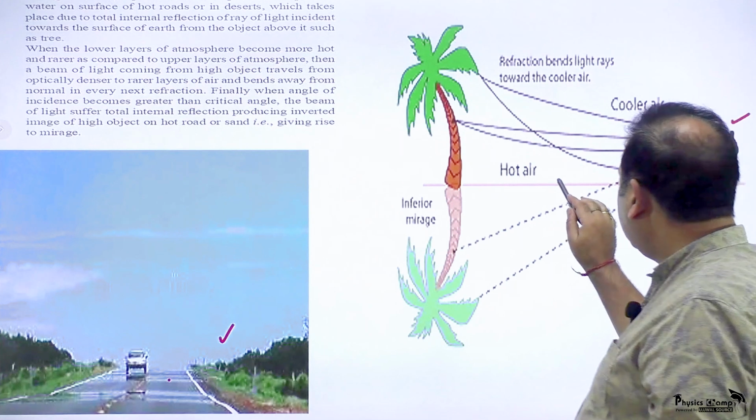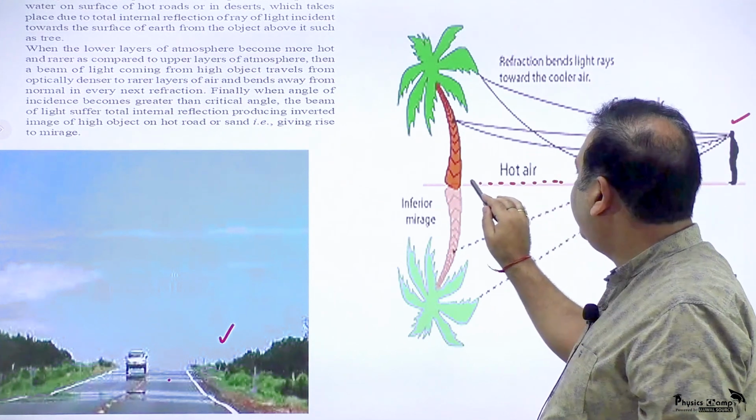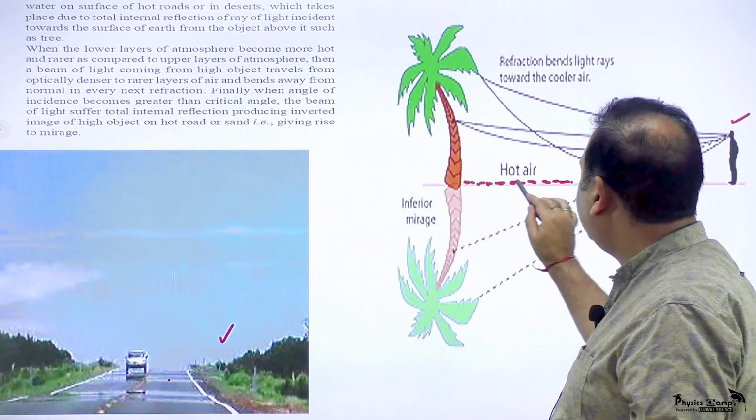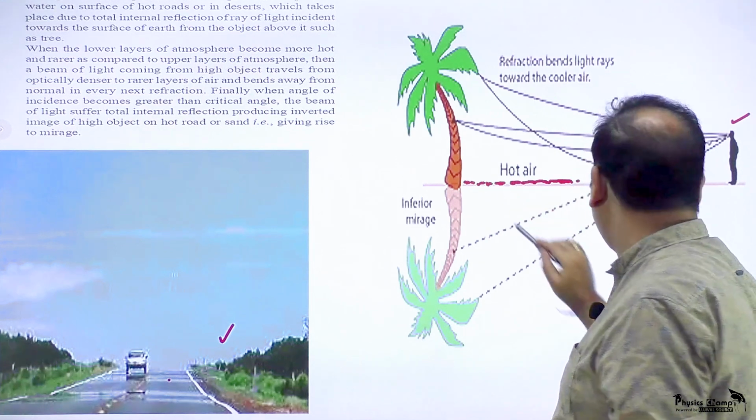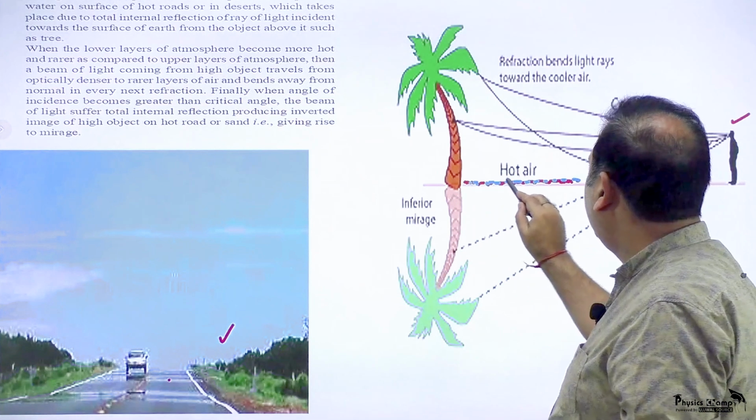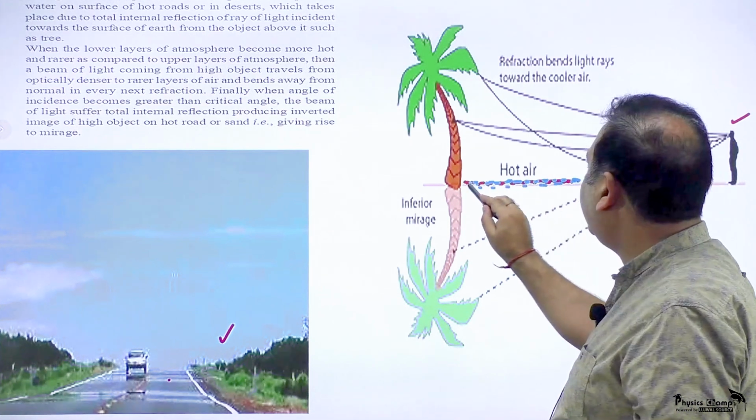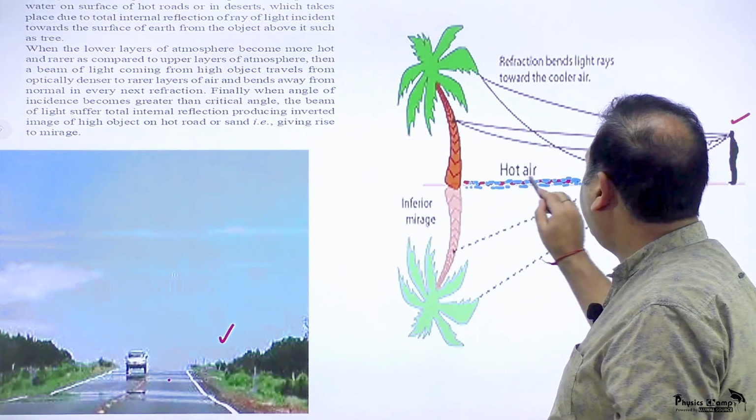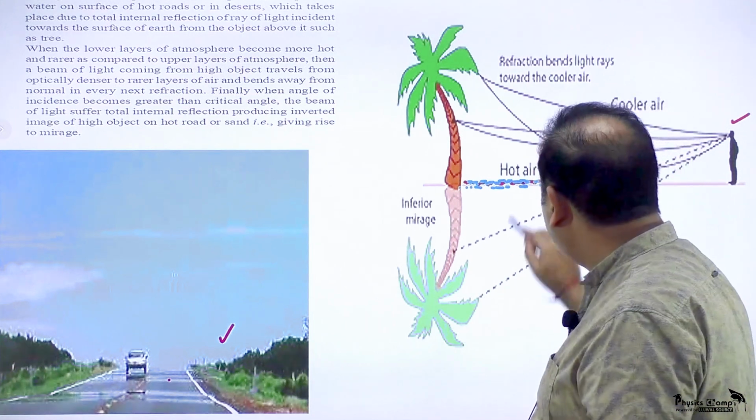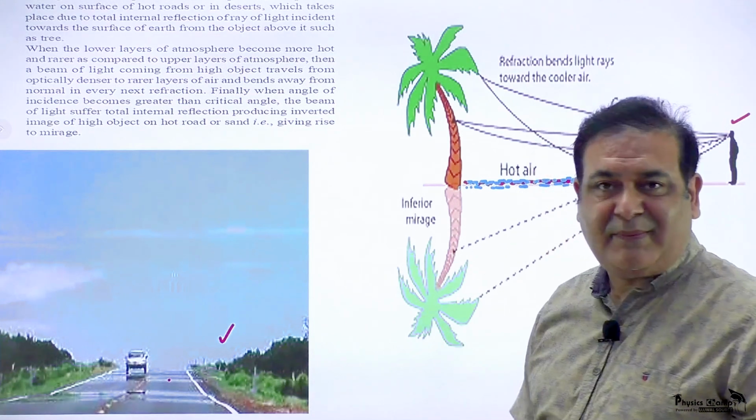Then on the surface of this desert, it will appear as though some water is lying here. For water gives you a blue color. So it will appear as though some water is lying here. And in addition, not only water, you will observe an inverted image of the tree.